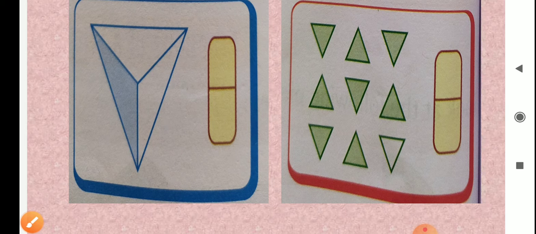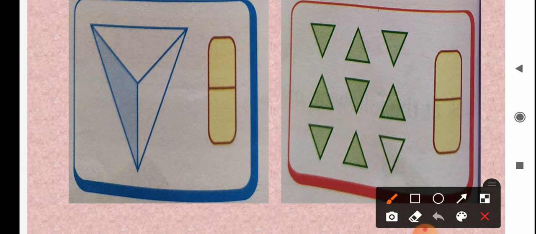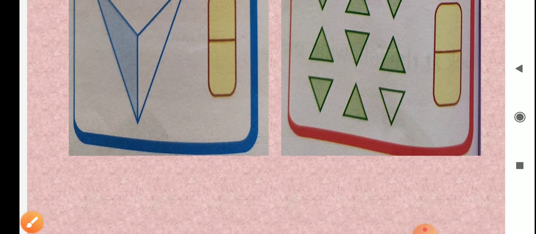Okay. Now see the next figure. Here the total number of triangles is 1, 2, 3, 4, 5, 6, 7, 8, 9. Total number of triangles is 9. So we write 9 at the denominator place, and from that how many are shaded? 1, 2, 3, 4, 5, 6, 7, 8. 8 triangles are shaded, so we write 8 at the numerator place. So here the fraction for the shaded part is 8 upon 9.